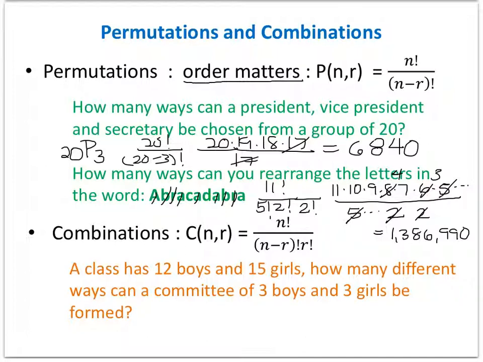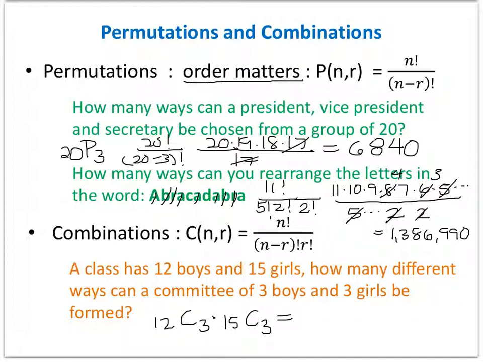So the way this works, I think combinations work best when you have several groups and you're choosing a subset from those groups. So you have a class of 12 boys and 15 girls, and you want to know how many different ways can a committee of 3 boys and 3 girls be formed. Now again, this isn't probability, this is how many ways we can do this. So of the 12 boys, we are going to choose 3 of them, and times, of the 15 girls, we're going to choose 3 of them.